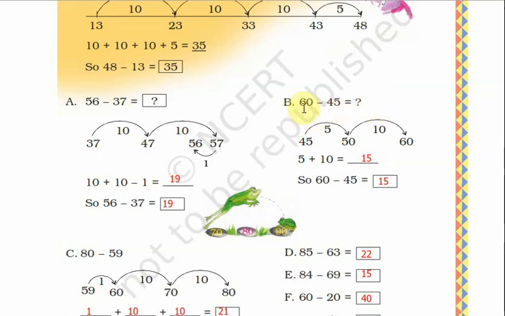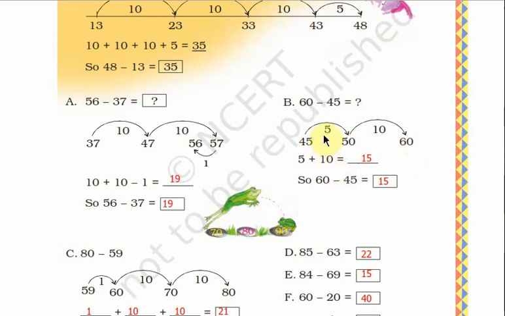So 60 minus 45, which is the subtrahend here? Subtrahend is 45. So we can start jumping from the subtrahend. In this question, they have shown that they made a first jump of 5 steps forward. So 45 plus 5, you will reach 50. Then from 50 we made a jump of 10 steps and we reached 60.